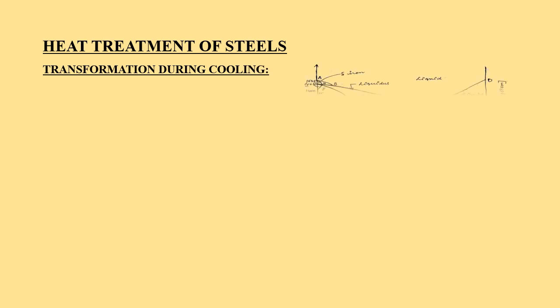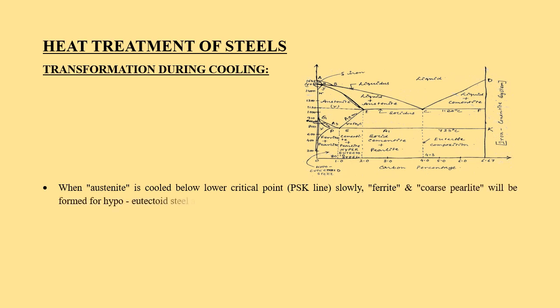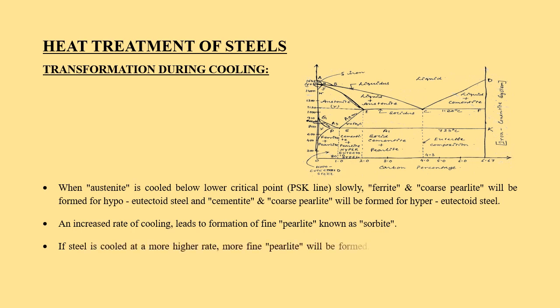Transformation during cooling. When austenite is cooled below lower critical point slowly, ferrite and coarse perlite will be formed for hypoeutectoid steel, and cementite and coarse perlite will be formed for hypereutectoid steel. An increased rate of cooling leads to formation of fine perlite known as sorbite. If the steel is cooled at a higher rate, more fine perlite will be formed. This perlite is called troostite or bainite.